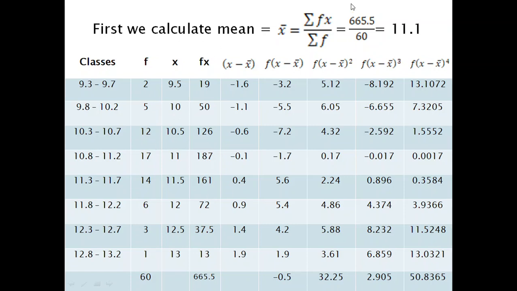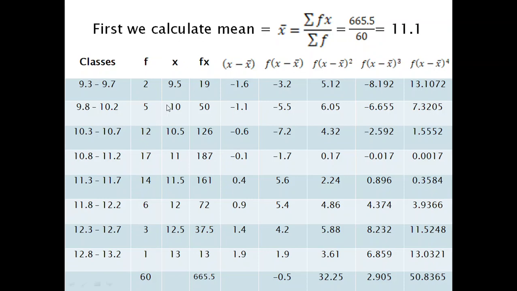Then, because summation is written with fx, I have taken the sum of this column, and the sum is 665.5, and the sum of frequency is 60. So 665.5 divided by 60 is equal to 11.1. Here I get the mean, and after getting the mean we have to subtract the mean from each value of x.